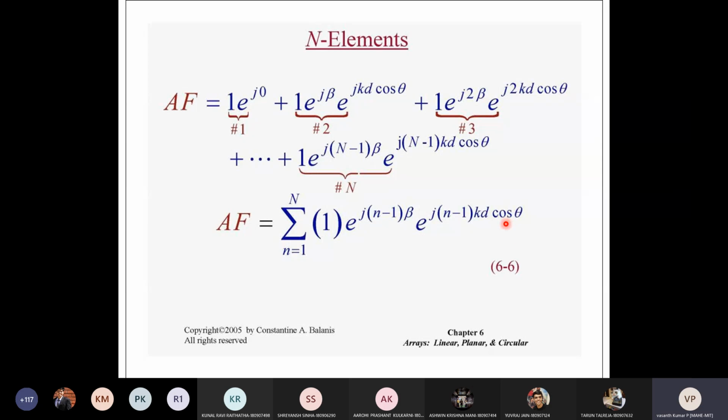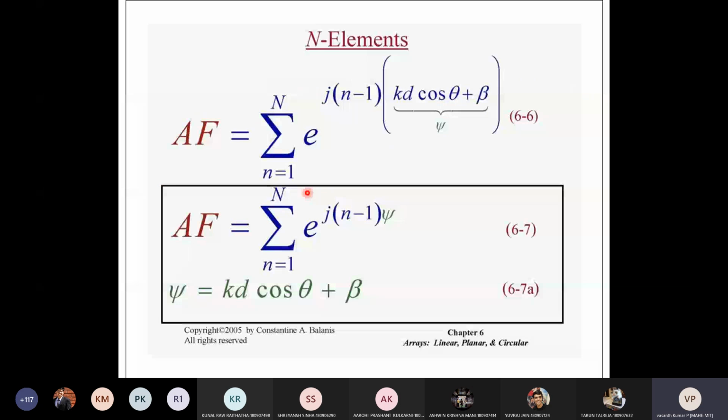Can I go to the next slide? Yes, sir. 1 to n, capital N is the number of elements, n is equal to 1 to N. So array factor for n elements is given by e to the power of j(n minus 1) psi, where psi is equal to kd cos theta plus beta. Okay, this is okay? I'll go to the next slide.